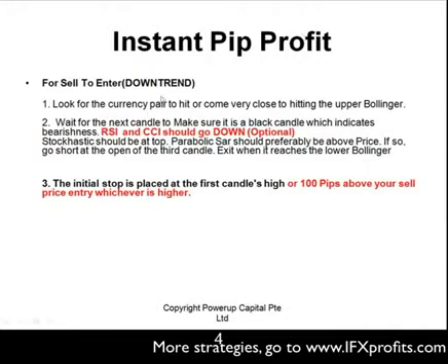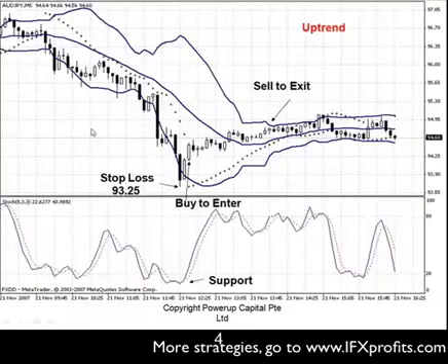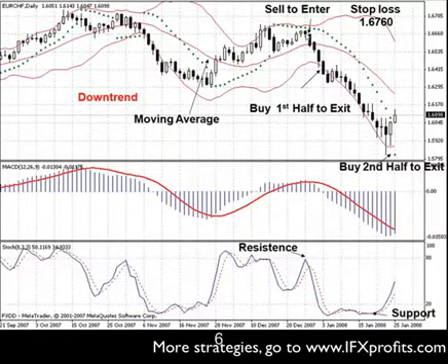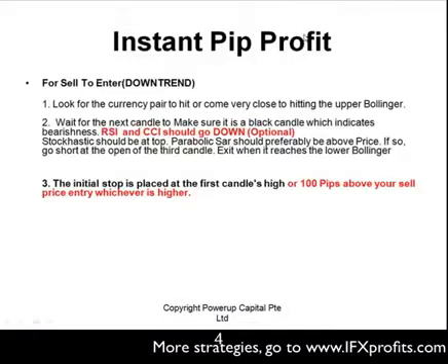So the currency has hit or come very close to hitting the upper Bollinger, this white candle. Next, you wait for the next candle to make sure it is a black candle, which indicates bearishness. So you see over here, this candle is a black candle, and it indicates bearishness. So it confirms our second criteria.